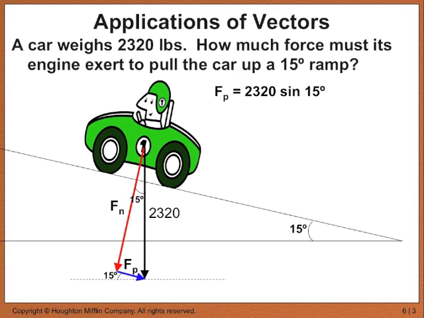Alright, so going through the answer now, f sub p equals 2320 sine 15 degrees. How do we know that? Because the sine of 15 degrees, and I'm talking about this 15 degrees here that I'm circling with the mouse arrow, the sine of 15 degrees is opposite over hypotenuse, f sub p over 2320, and therefore f sub p equals 2320 times sine 15 degrees, and that's 600.46 pounds.